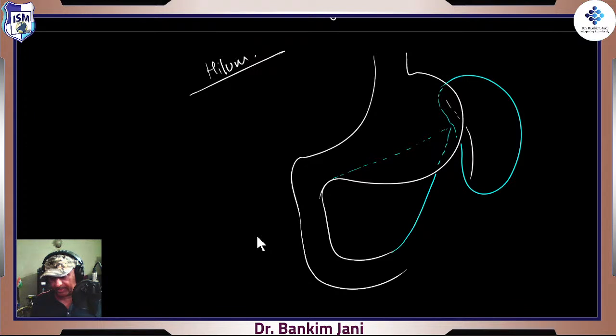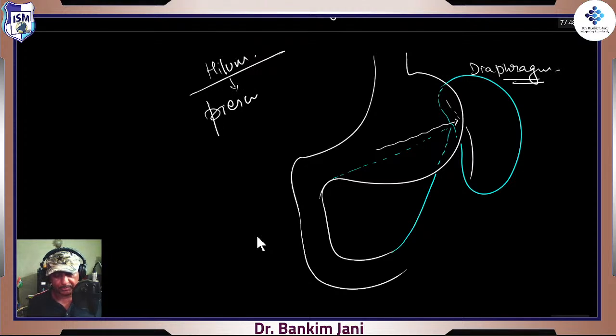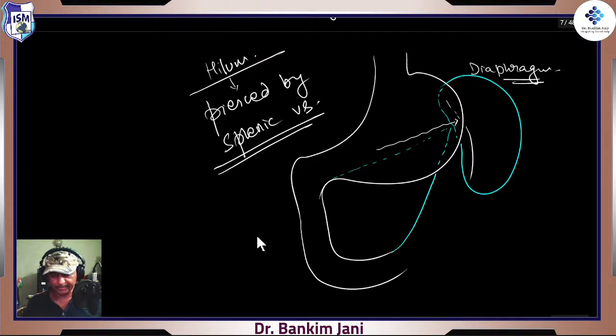This hilum is where it would be pierced by all the branches and tributaries of the splenic vessel, right? This is where the diaphragm would be, the diaphragmatic surface, and that's where the splenic vessels will be entering. So for hilum, we'll just write one line: it is pierced by splenic vessels, branches and tributaries.